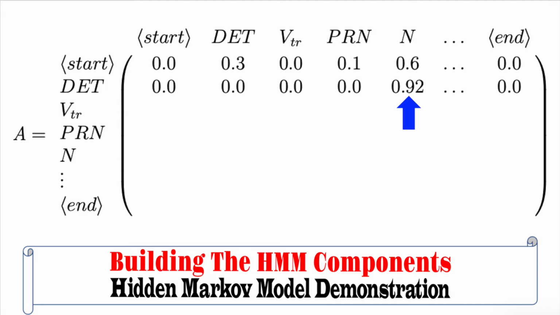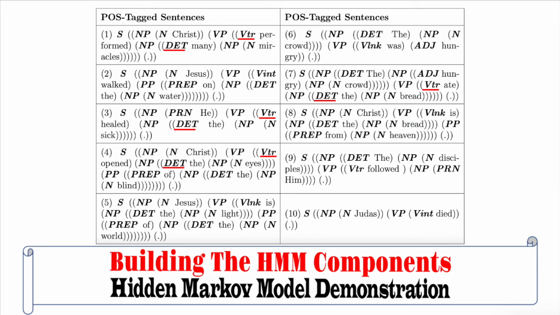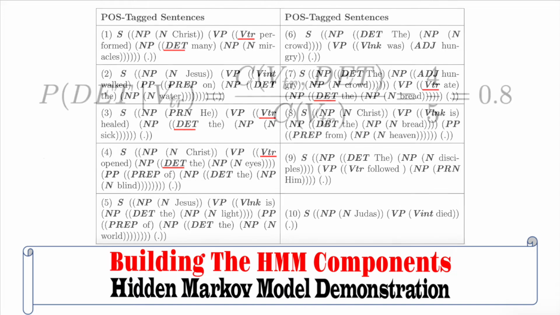Let us compute the transition probability for the different parts of speech items that follow the transitive verbs, or VTR. This VTR tag appeared 5 times in our super tiny corpus.